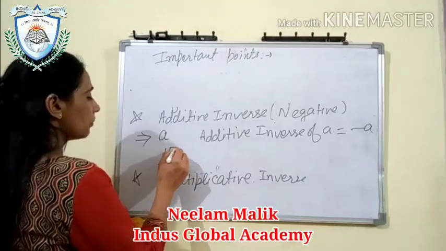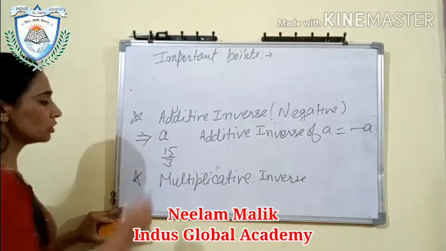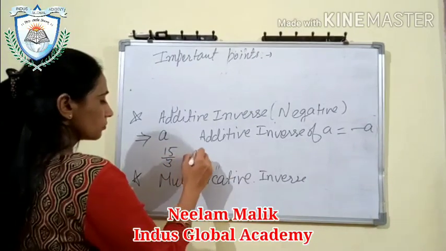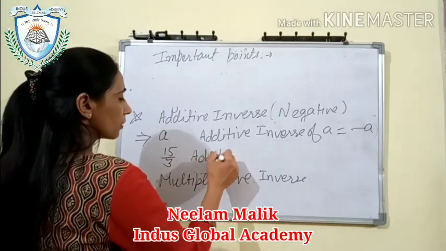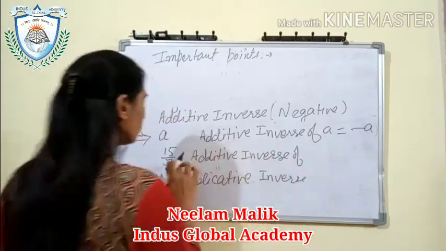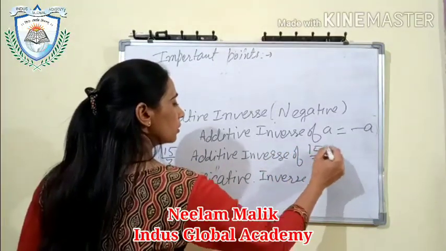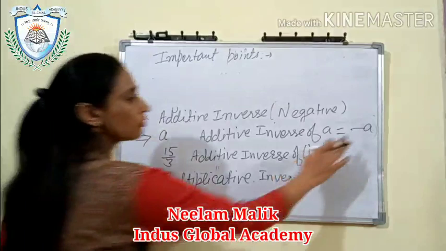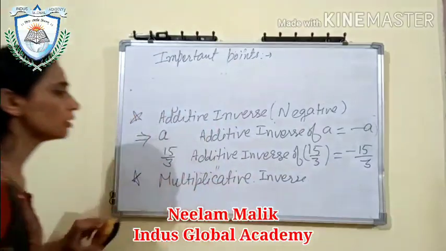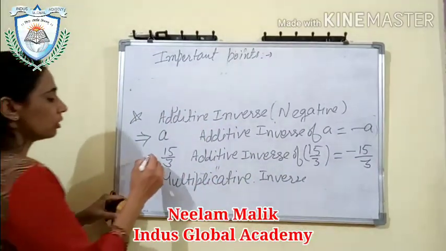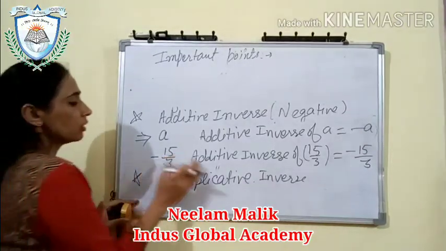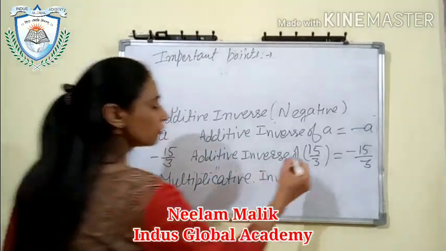Suppose you are having 15 upon 3. So this is given to you. What will be the additive inverse of this number? So you will write additive inverse of 15 upon 3 is equal to only a minus sign, so it will be minus 15 upon 3. Suppose this number is negative, we have to just change the sign.